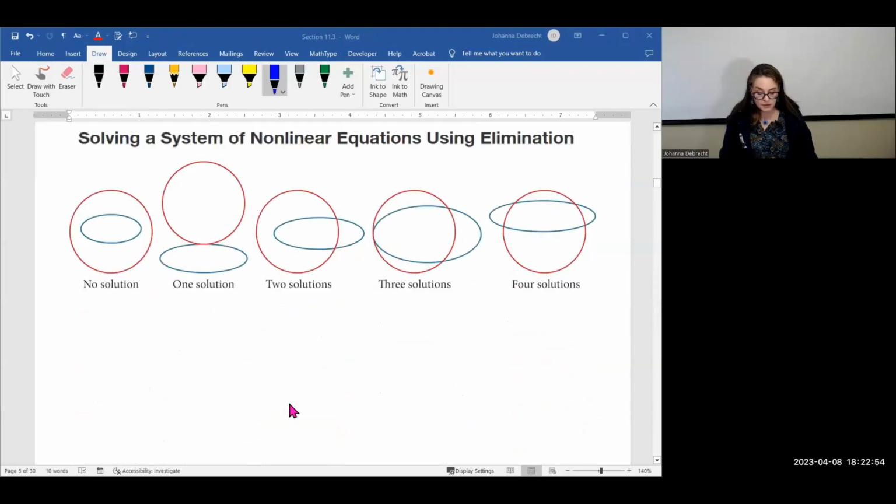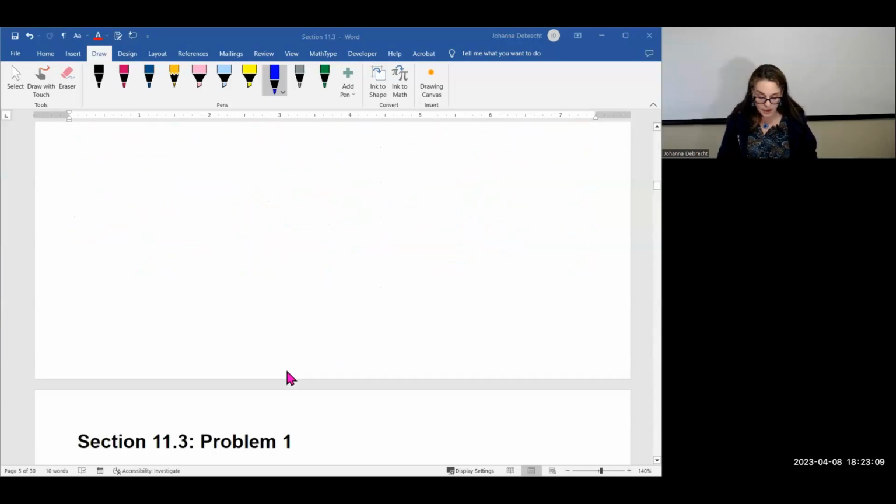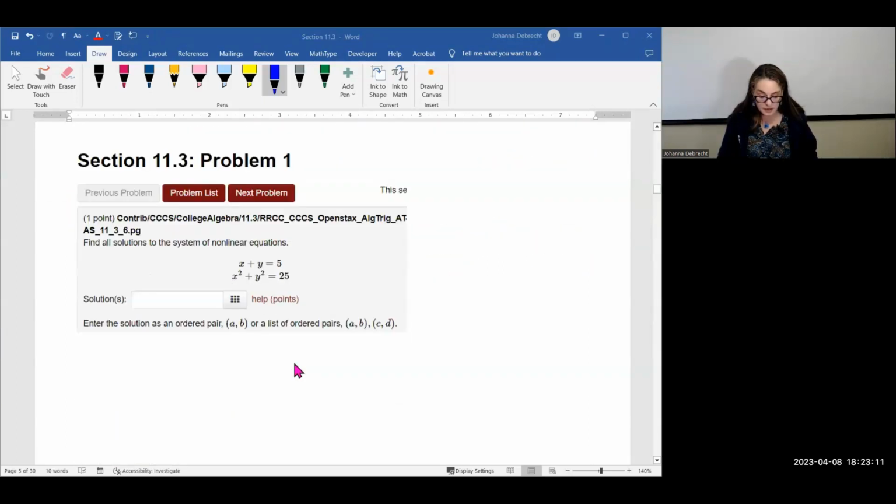So here are some different possibilities that we have with the circle and the ellipse. So you can see there are different ways that they can interact, and there are all different kinds of solutions. We can even get 3 solutions, as you see here in the 4th picture, right? A lot more possibilities. We're now ready to get started on our work.